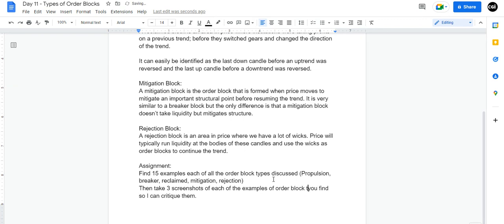That means you take three screenshots of propulsion blocks. Of the 15 propulsion blocks that you find, take three screenshots out of them and put them in a PDF. Take three screenshots of breaker blocks, that's three different breaker blocks, and put them in a PDF. Three different reclaimed blocks, put them in a PDF. Three different mitigation blocks, put them in a PDF, and three rejection blocks. So that will be 15 examples, three of each of those types.